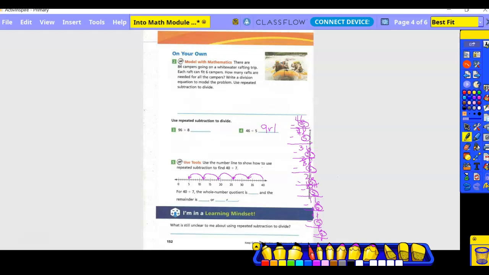So how many jumps did I go back? There's 1, 2, 3, 4, 5. So I went back 5 jumps, and I had how many left over? How many do I have left over? I have 5 left over. So that could also be written as 5 remainder 5.